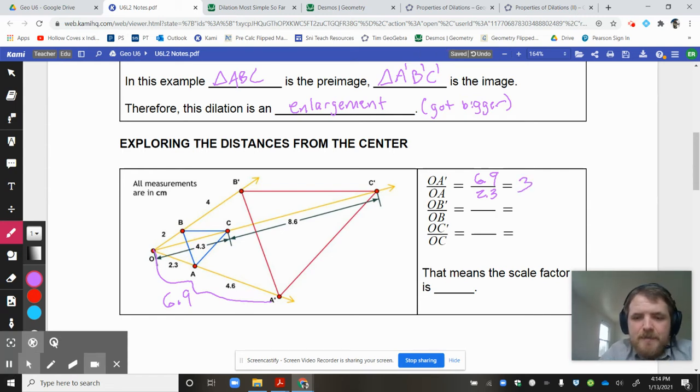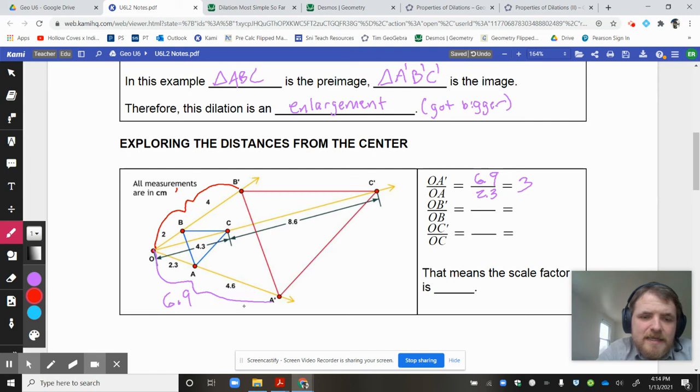Now, if I divide those things, because it's a ratio, I should get 3. Let's see if that keeps happening. So O to B prime, that's going to be this distance here. That's going to be an entire distance of 6 on top. And then O to B is just 2. And what do you know? 6 over 2 is 3.